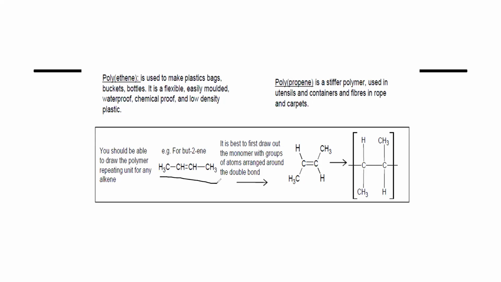So if you have butene, first what we will do, we will not draw the polymer from the linear structure. We will arrange it like letter H and then make a polymer.